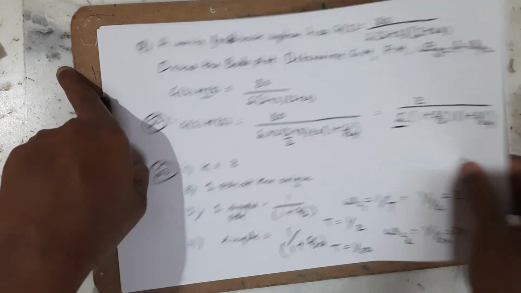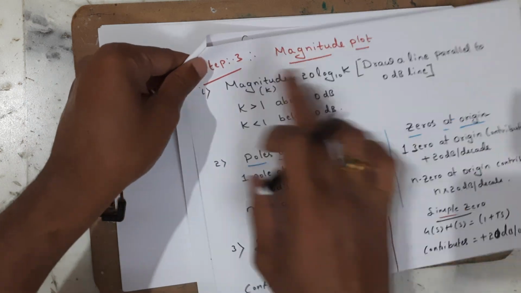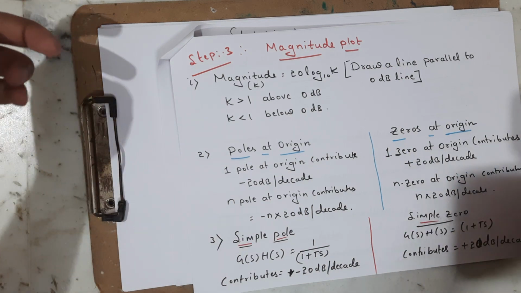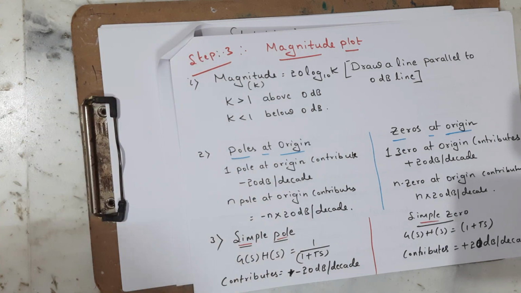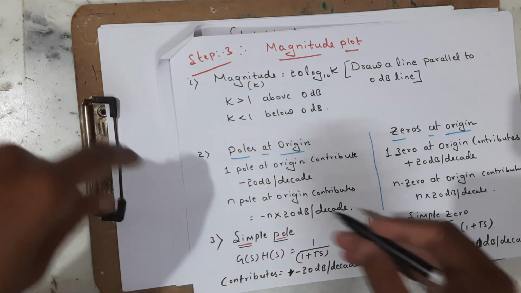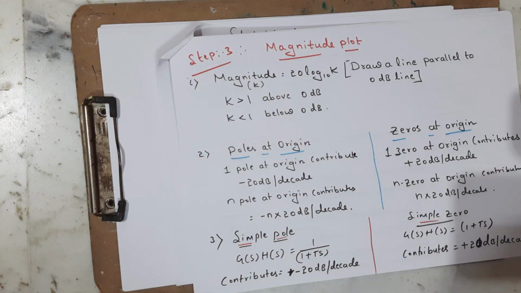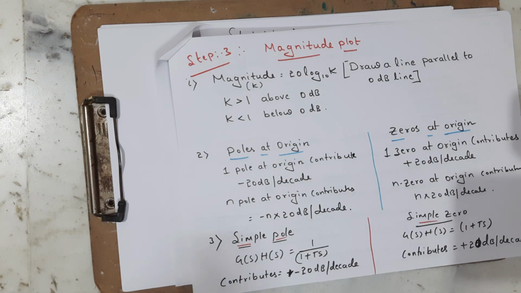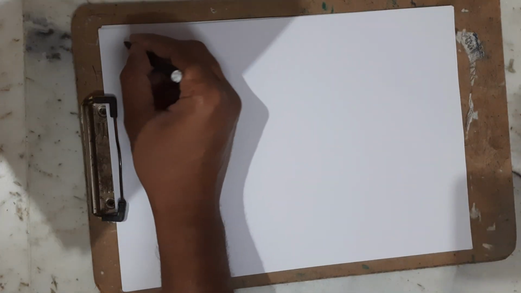So step number 3. What is step number 3? Step number 3, magnitude plot. Step number 3 itself is drawing the magnitude plot. To draw the magnitude plots, we need various requirements. Let us go one by one. So what is the contribution of magnitude k? We have 4 factors. Out of these 4 factors, what are the various contributions to the magnitude plot? So that we are going to try to identify in step number 3 to draw the magnitude plot.